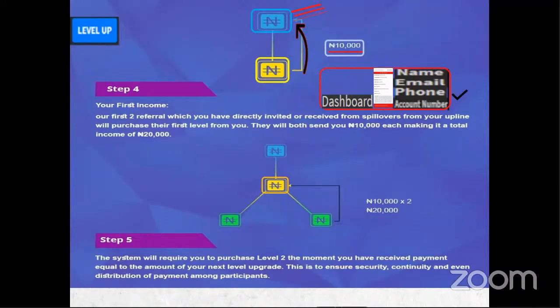For him now to go onto his own dashboard to do what? Accept that 10,000 naira by approving that payment. Approving that payment for you.